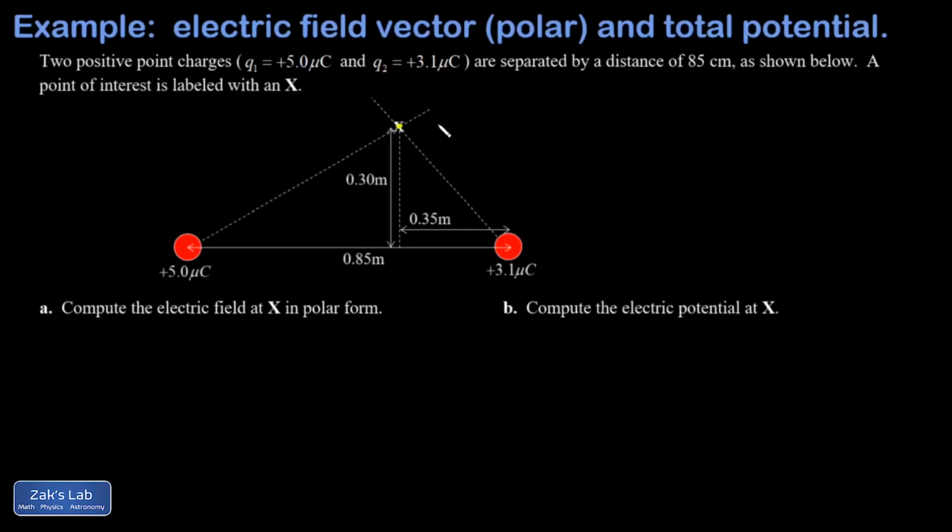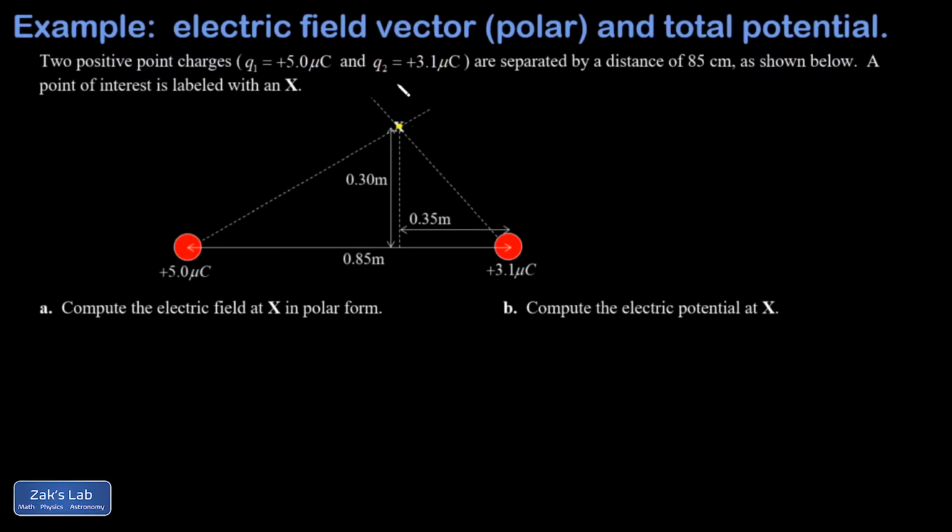In this video, we're computing the total electric field at a point x contributed to by two positive source charges. We're asked to express this electric field in polar form, and it results from two vector contributions of electric field, so we're going to have to get into a full-blown vector addition problem.